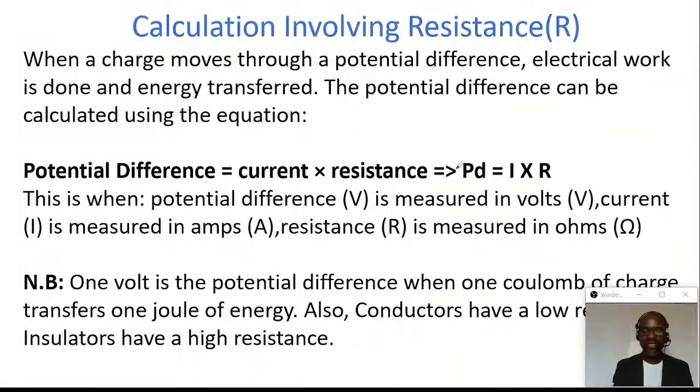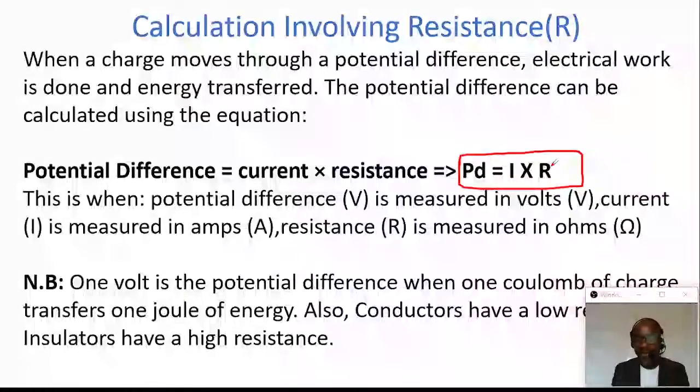Having understood that, we are going to move straight and then solve problems, solve questions using this formula that I have just put in a rectangular box. Okay, good. This is when potential difference V is measured in volts, current is measured in amps, resistance R is measured in ohms. We need to note that 1 volt is the potential difference when 1 coulomb of charge transfers 1 joule of energy.